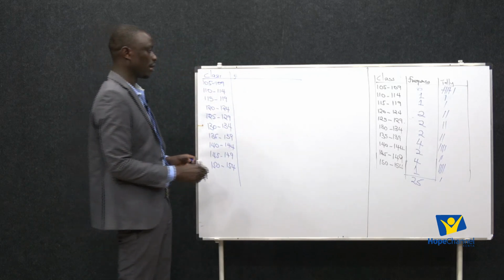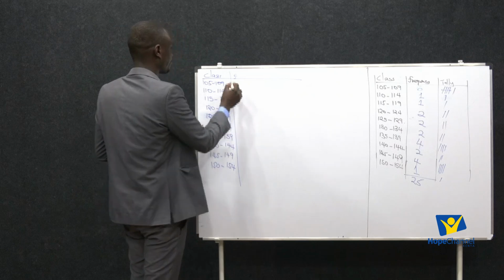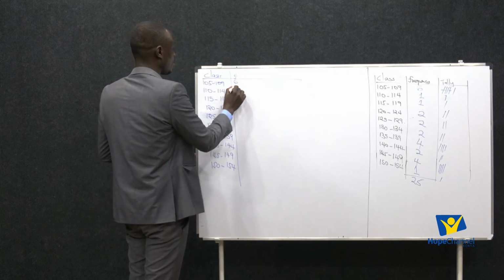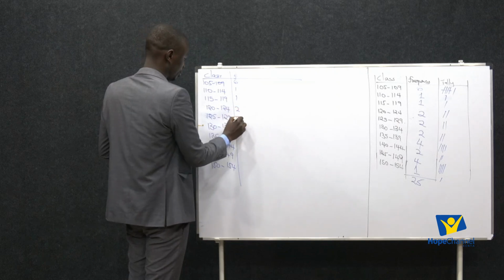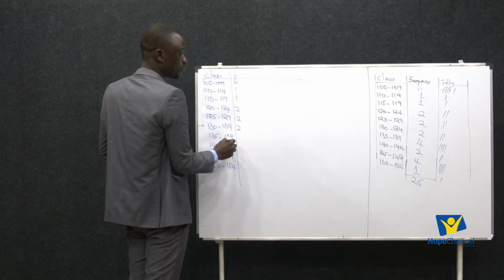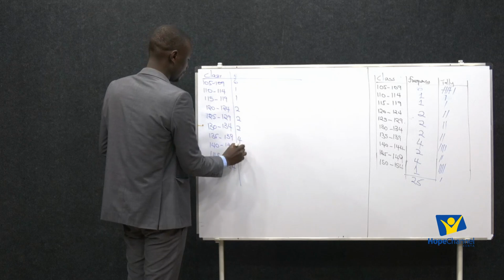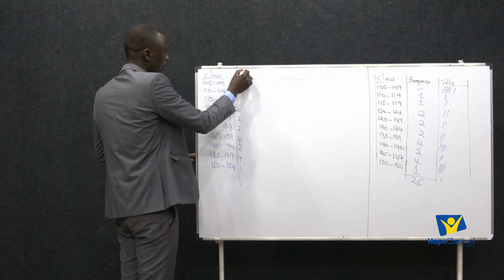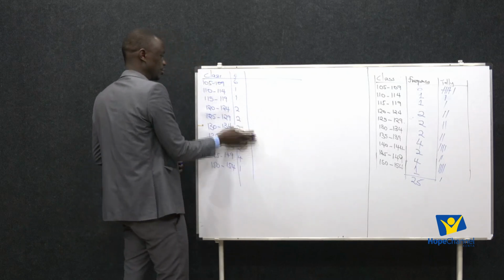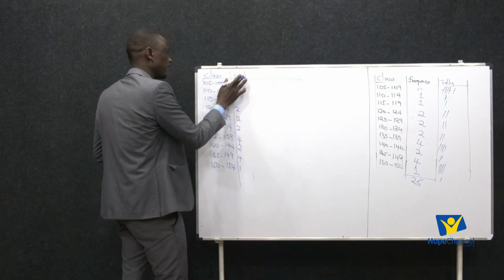So let me call this column a column of class. The next column is a column of frequency. This is 6, 1, 1, 2, 2, 2, 2, 2, 2, then 4, 2, 4, 4, 2, 4, then 1. Good. So this is the data I'm going to use for my next step of analysis.